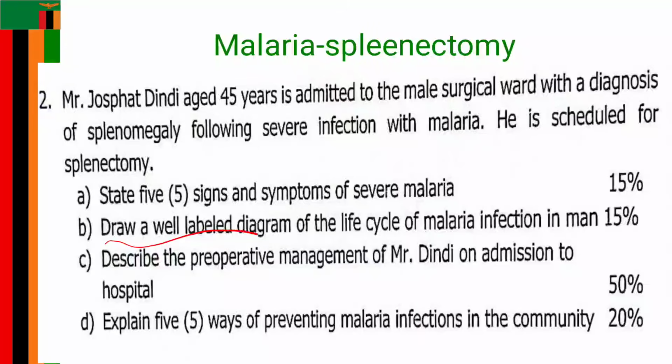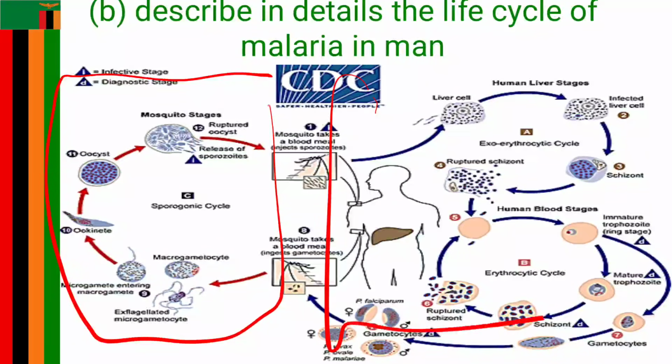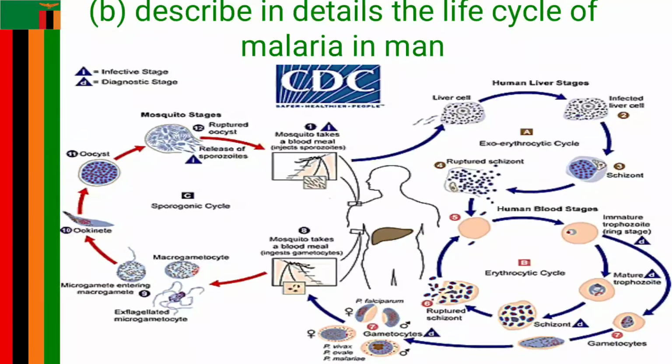Question B said, draw a well-labeled diagram of the life cycle of malaria infection in man. So when you look at this particular diagram, it has both the malaria infection inside the mosquito, and this side it is inside the man. So when we look at the life cycle of malaria parasite in man, we start from stage 1. On stage 1, the mosquito is going to take up a blood meal, and during a blood meal, the mosquito injects the sporozoites inside the bloodstream of this human being.